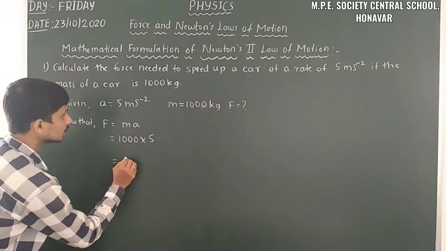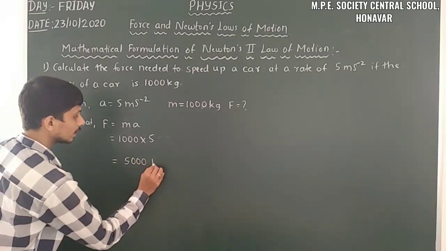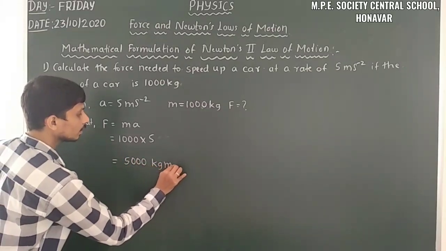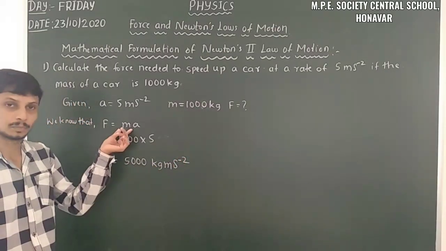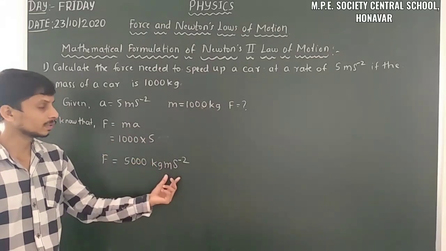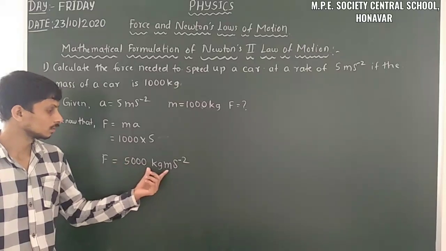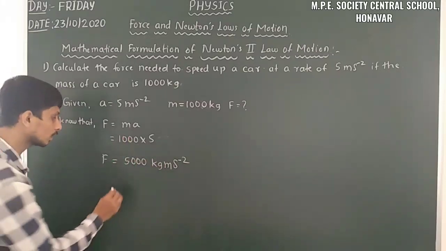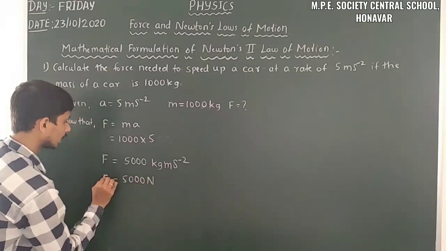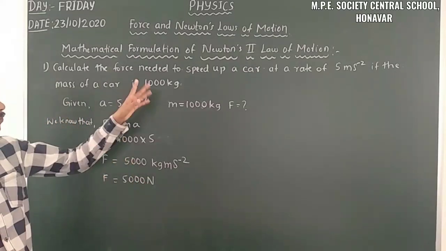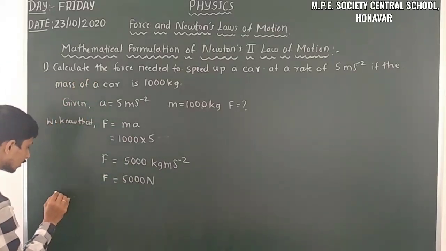So here it becomes 5000 kg meter second raised to minus 2. Why is it kg? Here m is there, kg, and a is there, meter per second square. Based on that we have the SI unit. After that you can write 5000 Newton. That is, 5000 Newton force is required to speed up a car at a rate of 5 meter per second square.